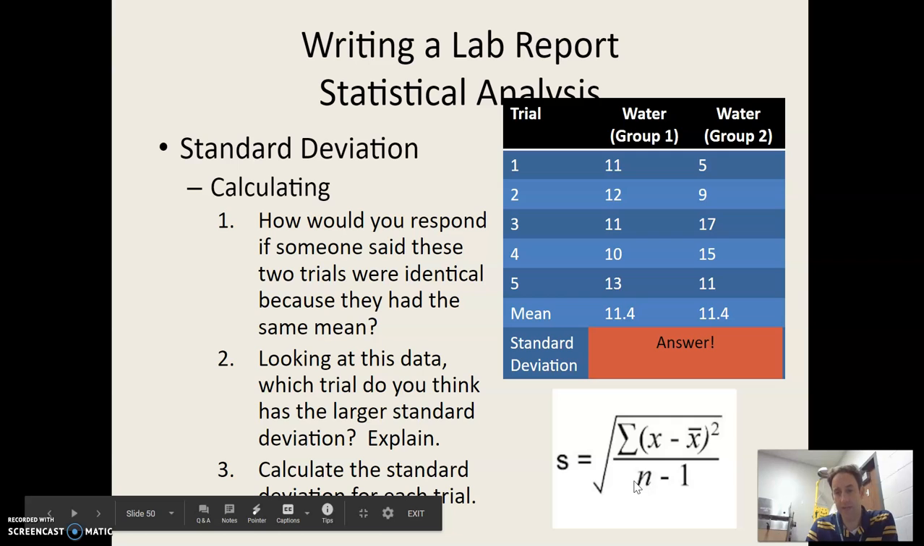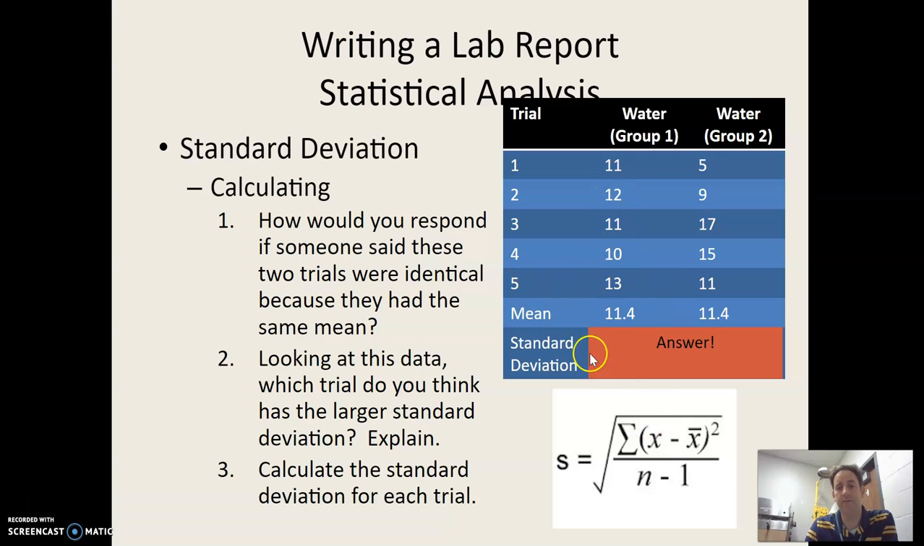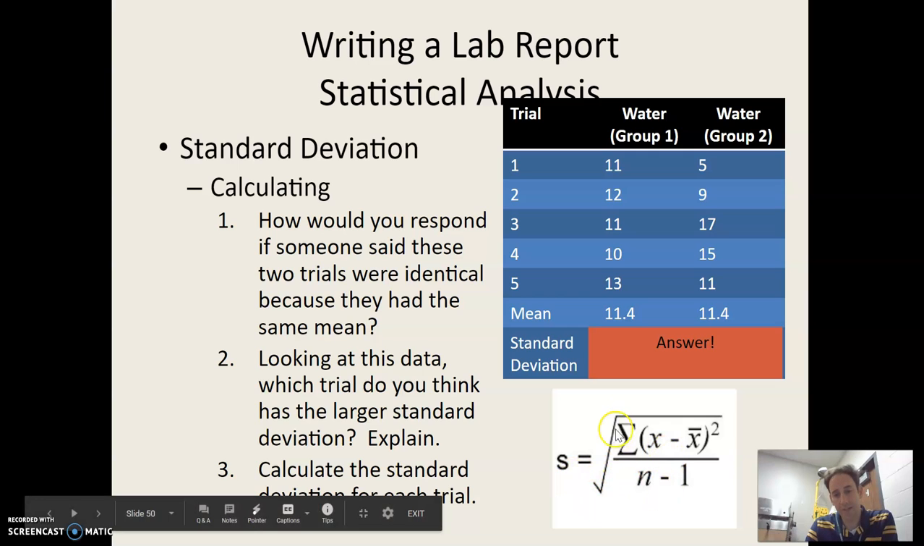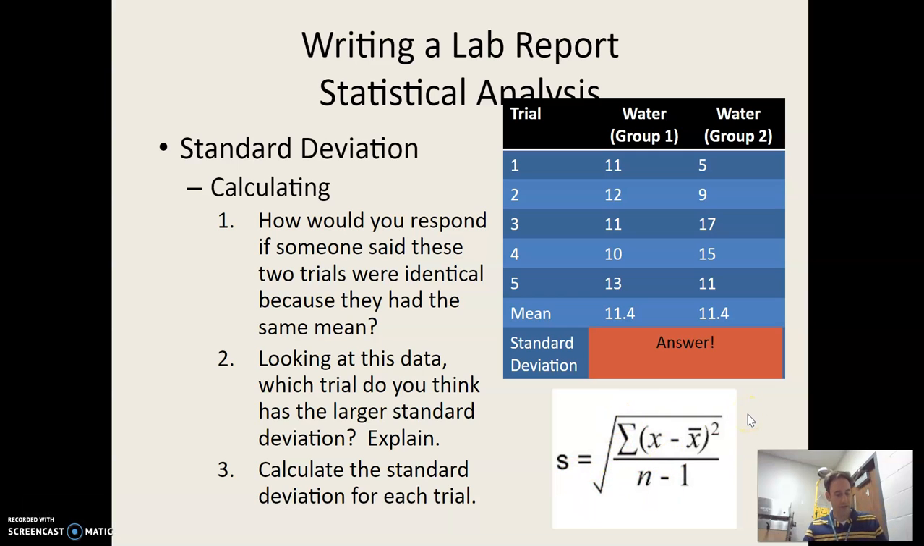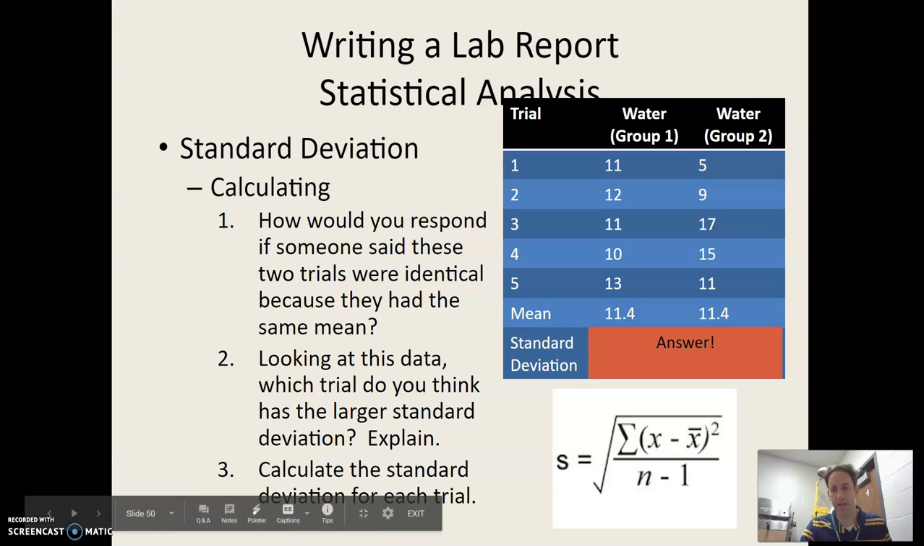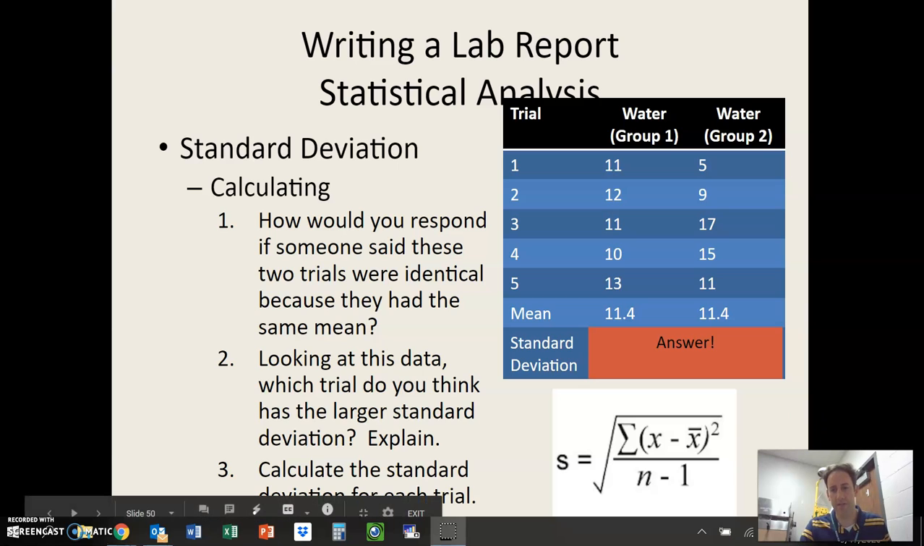N, as it tells you on that sheet, is the number of samples. Since we have 5 samples, it's going to be 5 minus 1. And then you take the square root of that whole thing. So what I want you to do is please pause. See if you can make this calculation on your own, calculate the answer, and come back. So hit pause.